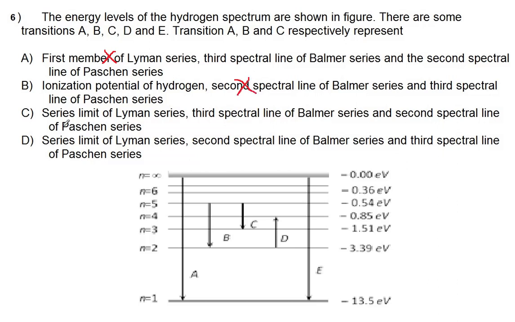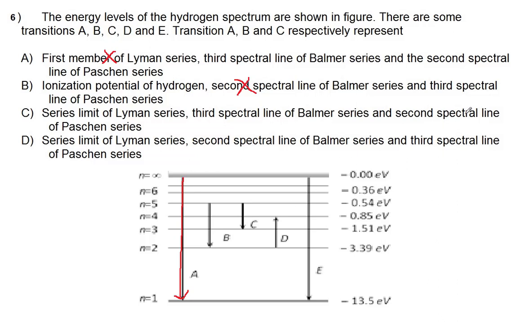Next we come to C. The option in C is the series limit of the Lyman series. So this one is the series limit of the Lyman series. Of course it is the series limit, because we cannot have any other series beyond that. Then the third spectral line of the Balmer series. Here for the Balmer series we know n1 is 2. When n2 is 3, this is 1. When n2 is 4, it is 2. When n2 is 5, it is 3. So of course it represents the correct answer.